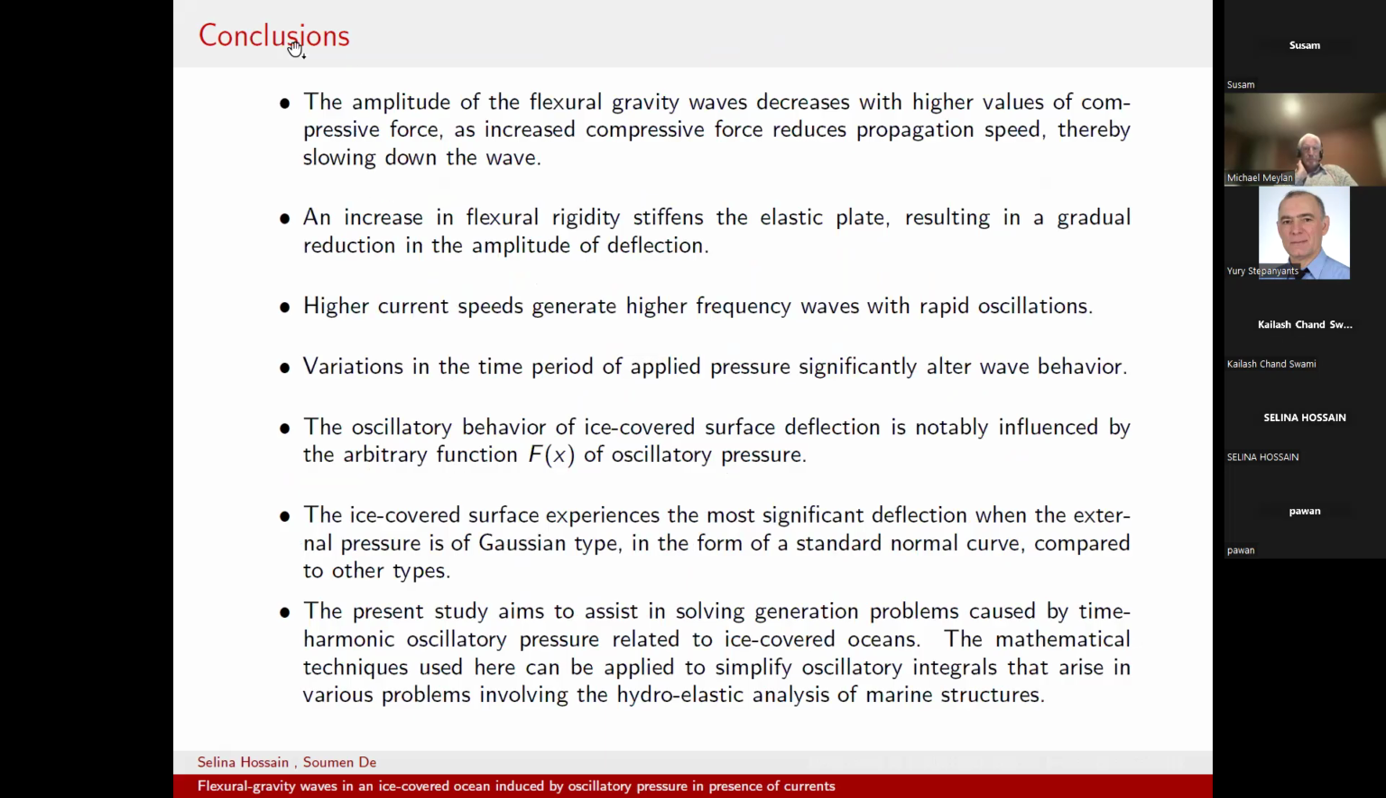Conclusion. This slide shows the conclusions of our present study. Our present study aims to assist in solving generation problems caused by time harmonic oscillatory pressure, which is related to the ice-covered ocean. And the mathematical techniques used here can be applied to simplify oscillatory integrals that arise in various problems involving the hydroelastic analysis of marine structures.